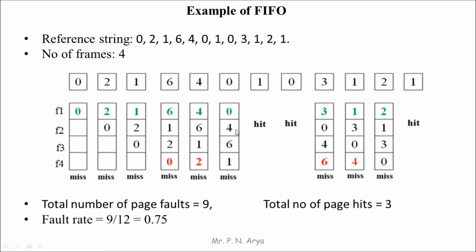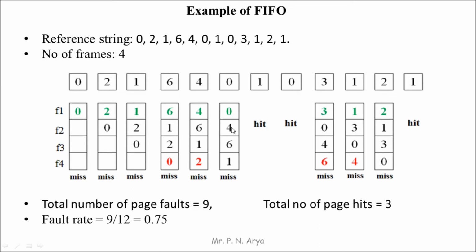And next is the 1. So 1 is available in the main memory. So here is a hit, because 1 is present in the main memory, so the page is available. And the next is the 0. So 0 is also present, so here is also a hit.